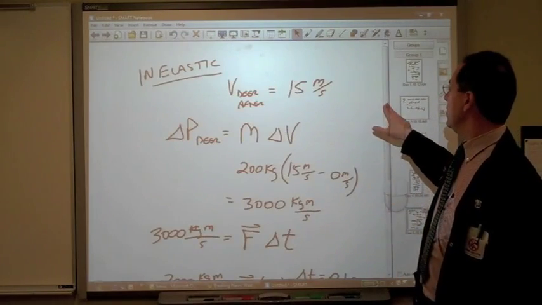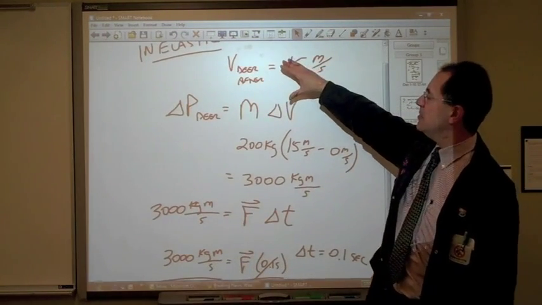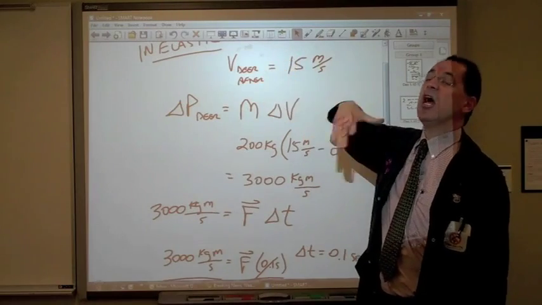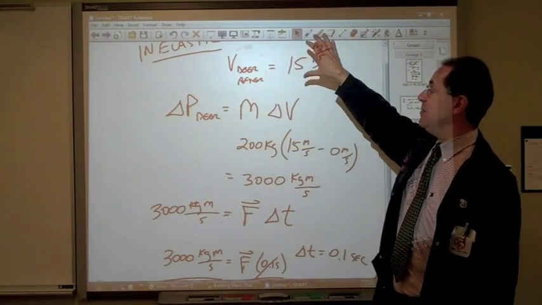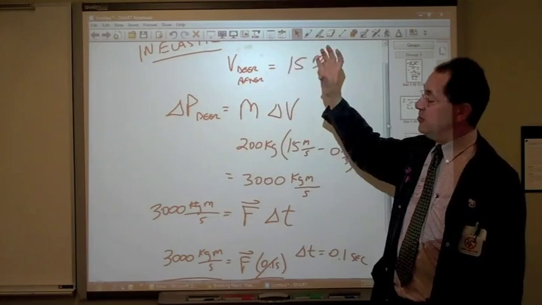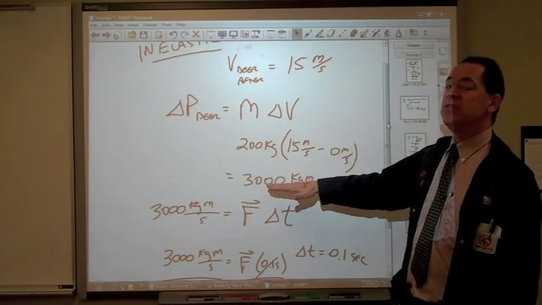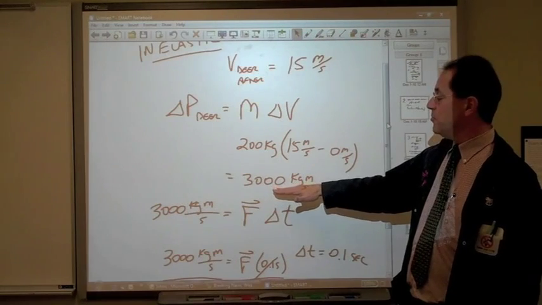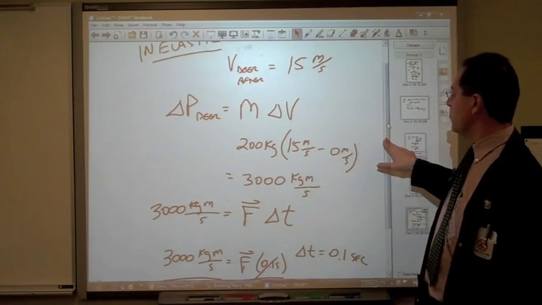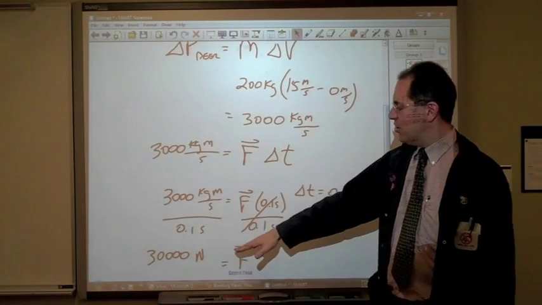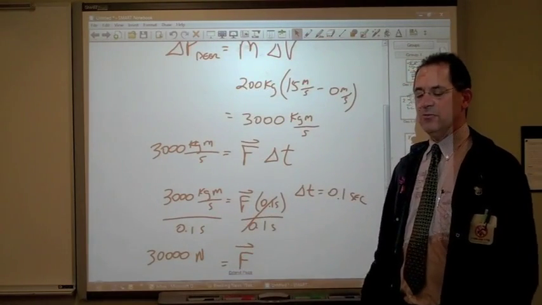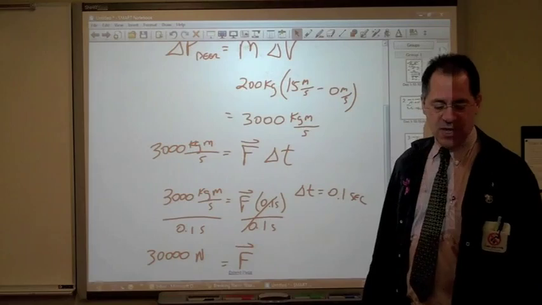For the inelastic collision, what happens is the deer's momentum changes a lot more. His velocity ends up being 15 meters per second because it's pasted to the front of the car. His momentum change ends up being 3,000 kilogram meters per second, and his impulse force, the force causing that momentum to change, ends up being about 30,000 newtons. Hence the danger, the damage.